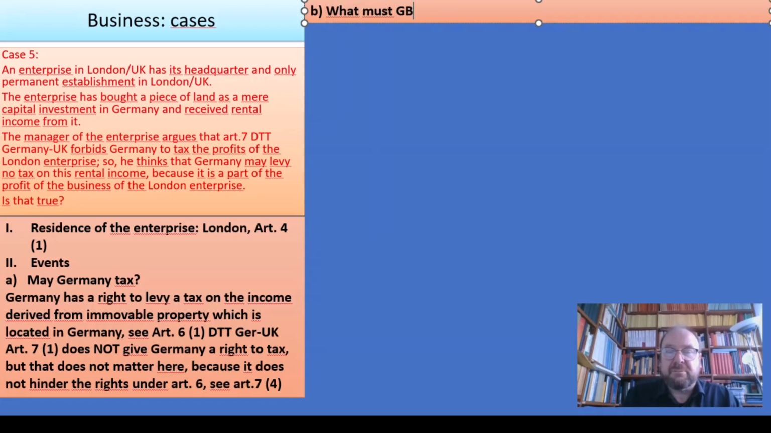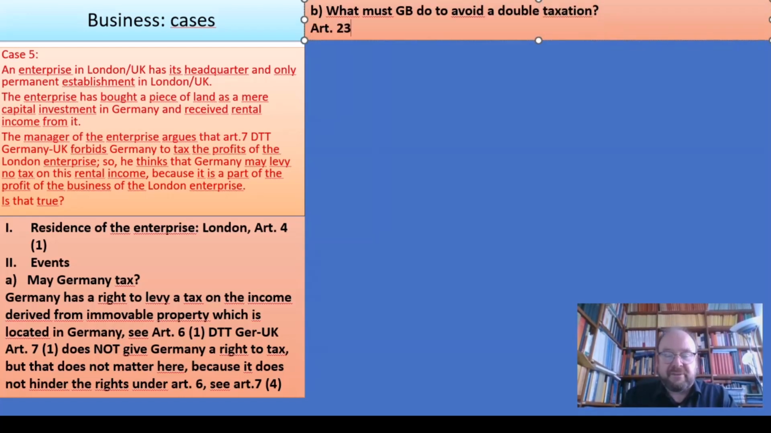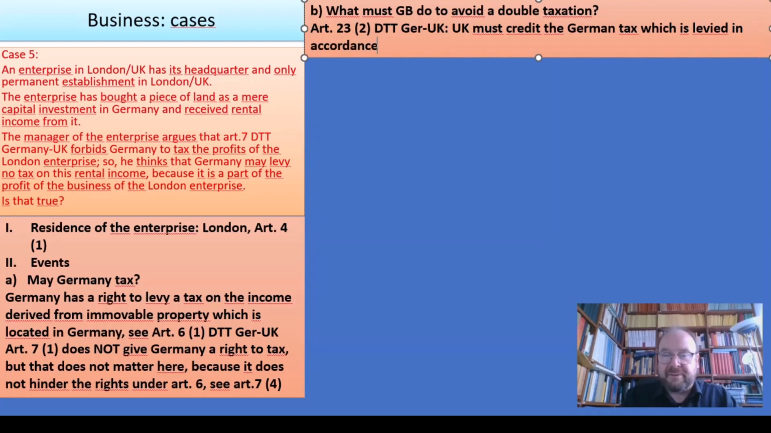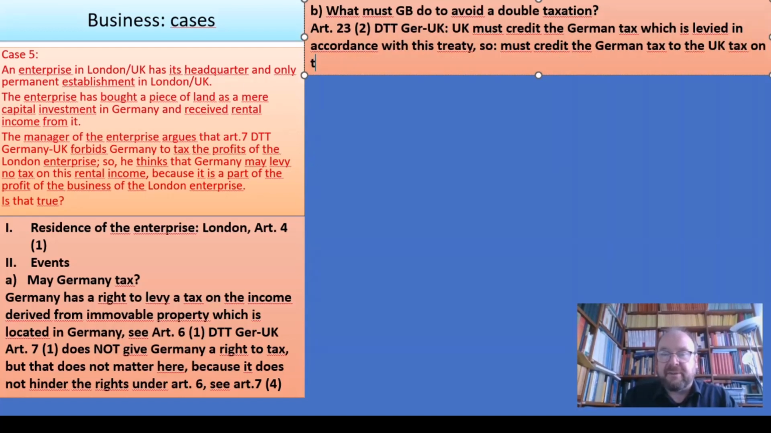So what must GB do to avoid double taxation? And we still remember that that was Article 23, paragraph 2 of the DTT Germany UK. That is, UK must credit the German tax which is levied in accordance with this treaty. So it must credit the German tax to the UK tax on that rental income. And that's it.